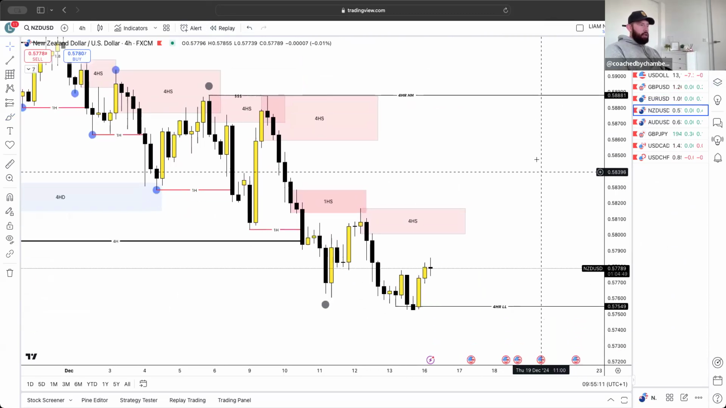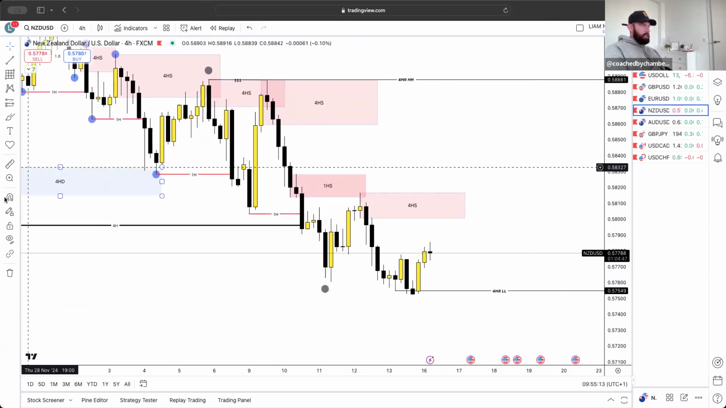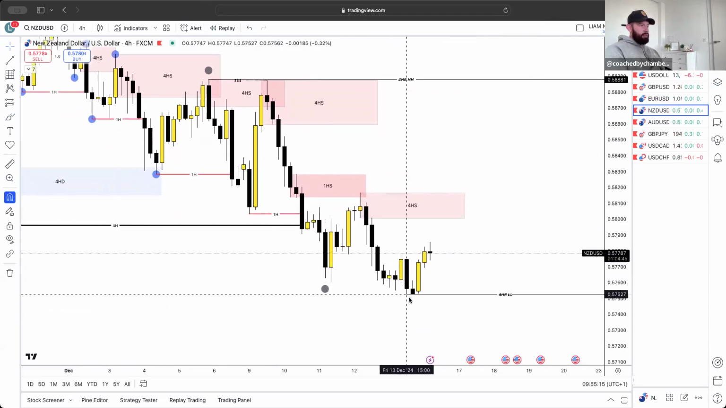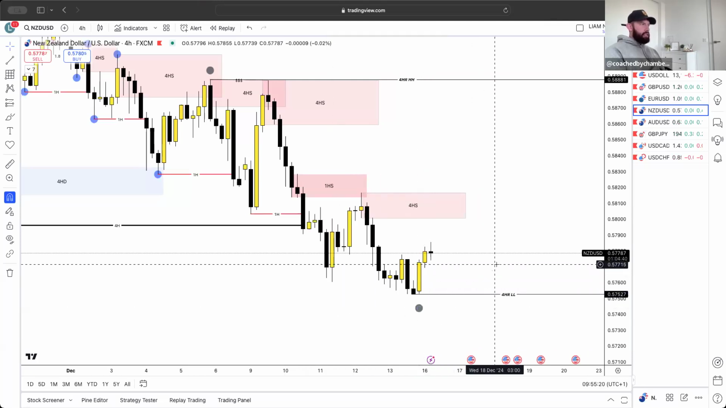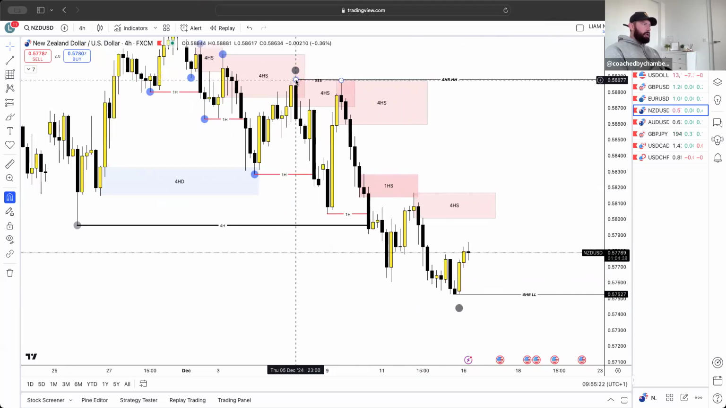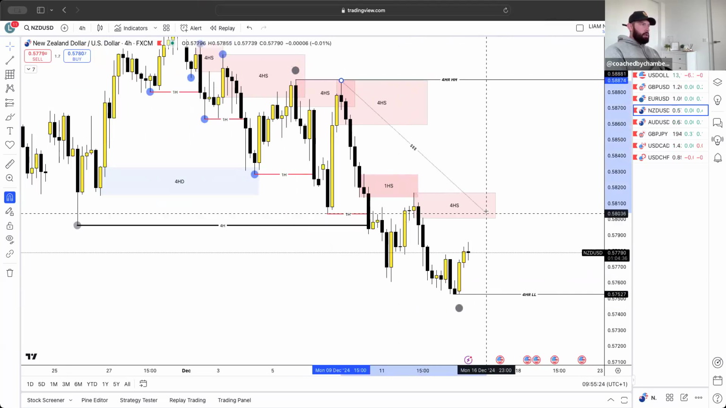Now looking at NU, as you guys can clearly see, very similar to EU and obviously GU. So what we are currently waiting for is right now, can I, oh, wrong one.